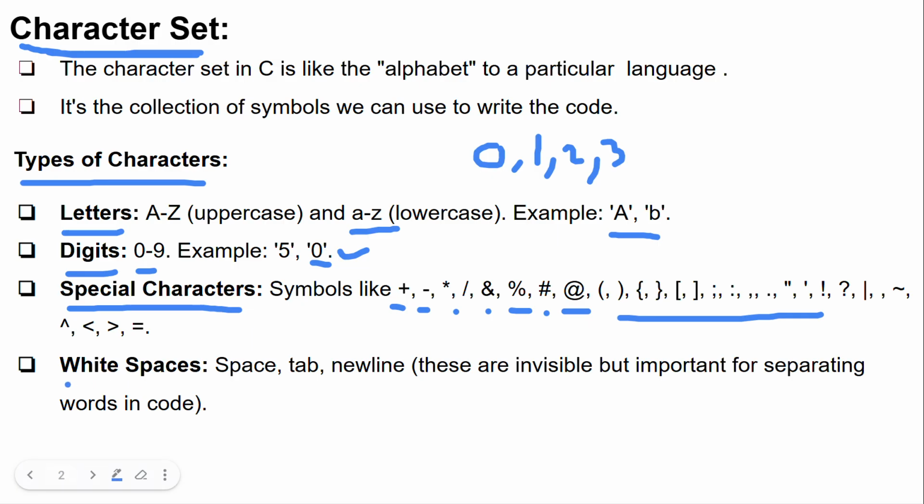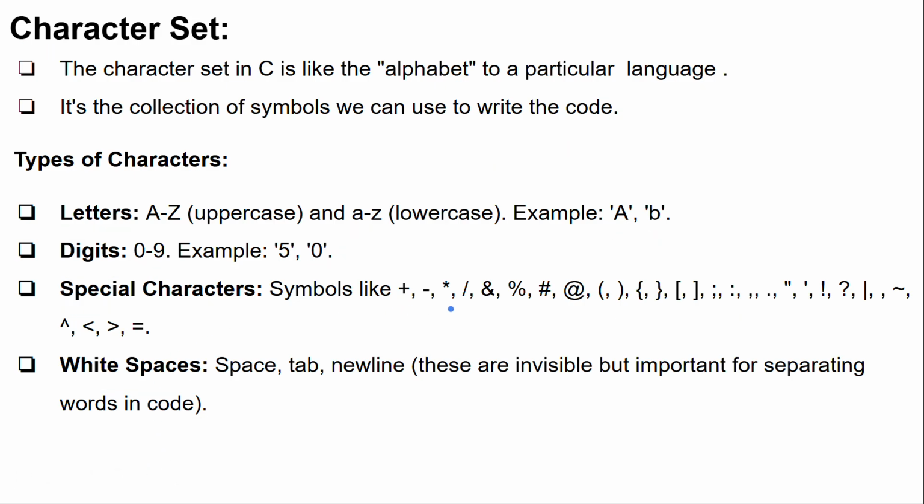Then the last one we have is white spaces. The spaces we call white spaces because when you write any word, the spaces are not visualized in the output. For that reason, we call them white spaces. We have white spaces like space, that is a single space. Then we have a tab, which is multiple spaces represented by a single character. Then we have a new line. So these are the white spaces which are available in C programming.